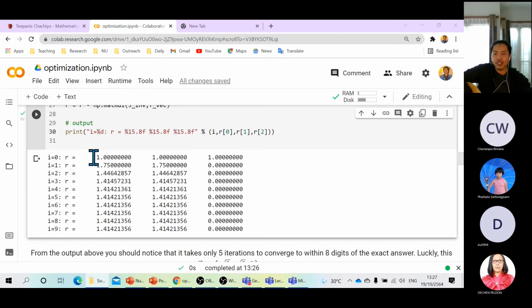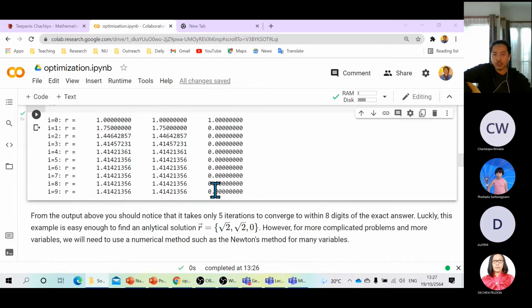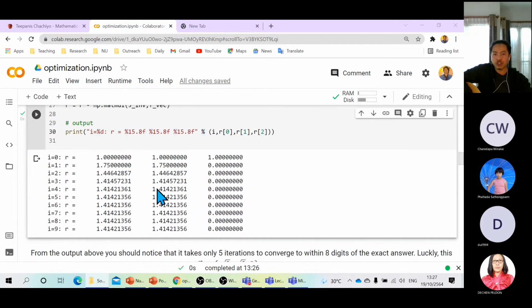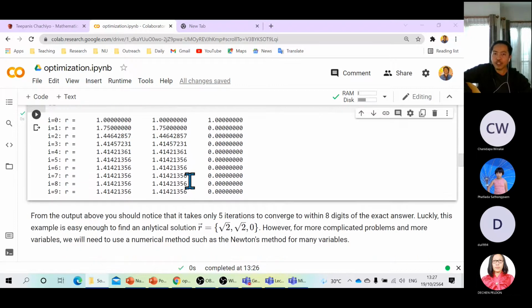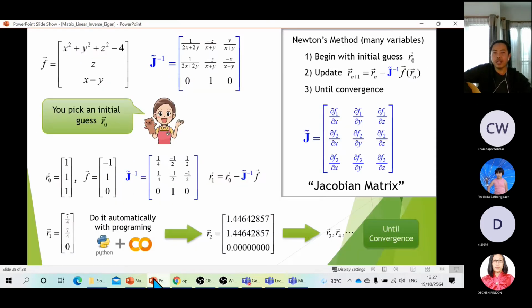Now let's see. In the beginning, we have this initial guess, 1, 1, 1, and then as it proceeds through its iteration, it only takes 5 iterations to converge to a single value, 1.4 something. That's actually the exact answer. The answer for this is root of 2 for the x and the y, and 0 for the z, which you can see very clearly.